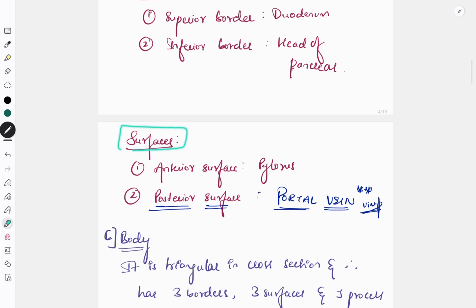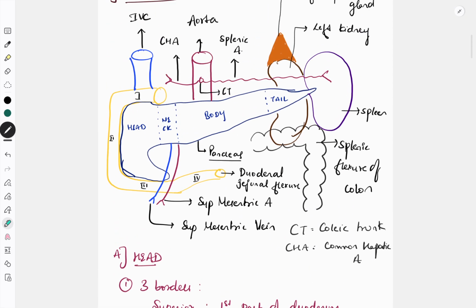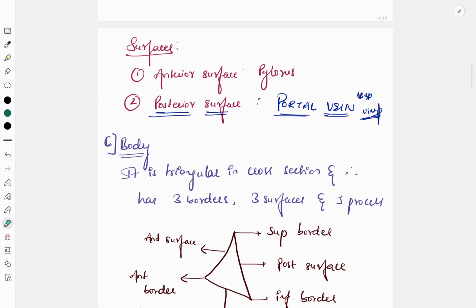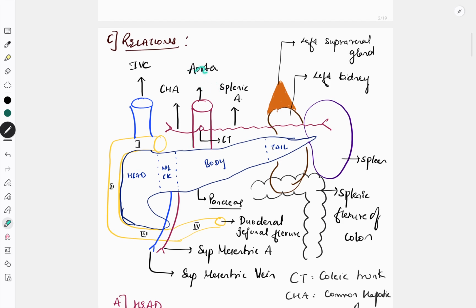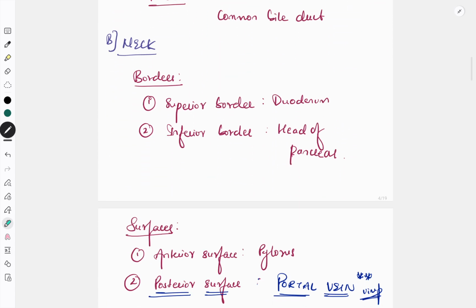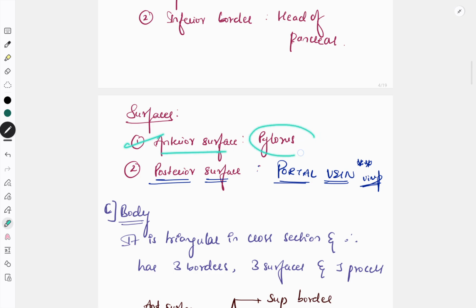Moving to the surfaces, it also has two surfaces, the anterior surface as well as the posterior surface. The anterior surface is related to the pylorus. Let us try to visualize it over here. I think I have drawn it over here. The anterior surface is related to the pylorus of the stomach. The stomach will come like this and join, so the pylorus of the stomach will come on the neck part like this, right? That is why we have written that the anterior surface of the neck is related to the pylorus part of the stomach.